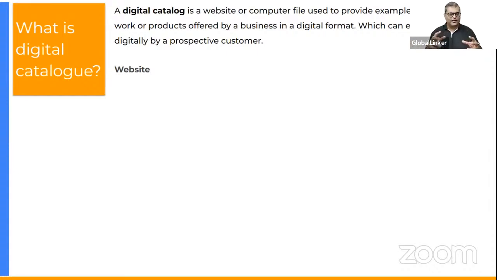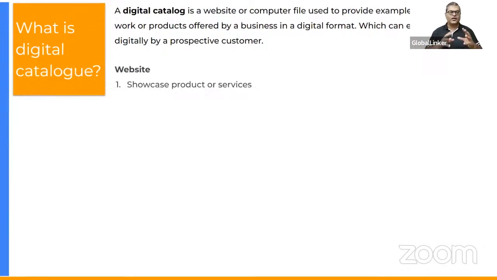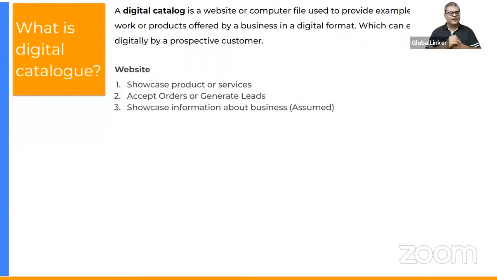So what are the capabilities or features a website should have to be called a digital catalog? There are three features. The first one is it should have a capability to showcase products or services. The second is it should have the capability to accept orders or generate leads. The third one is it should have the capability to showcase information about the business.